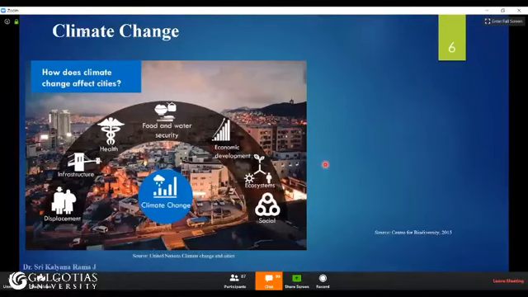Now, how does climate change affect the cities? If you look into it, various factors have been highlighted, starting from displacement, infrastructure, health, food and water security, economic development, ecosystem, and the social beneficial aspects of society. If there is a huge impact of climate change in a given place, it's very difficult for an individual or a family to stay for a longer time.